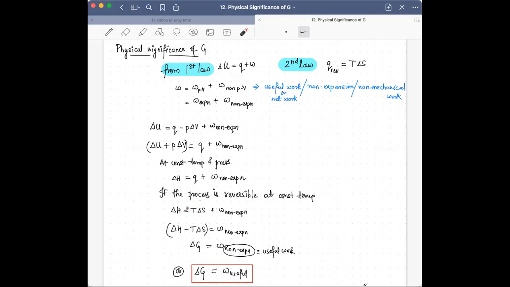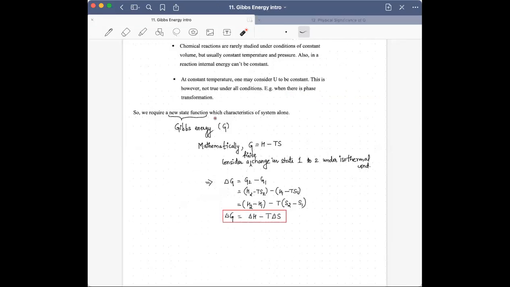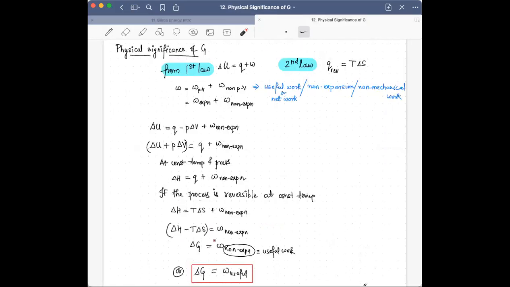If you remember the previous video, we found that delta G under isothermal condition is related to delta H and entropy as delta H minus T delta S. So the same thing we are going to do here. When you bring it here, it becomes delta H minus T delta S. At constant temperature, it is equal to delta G by definition.